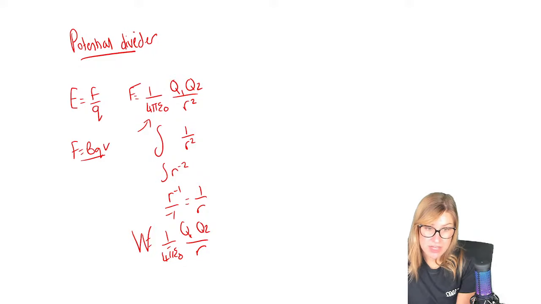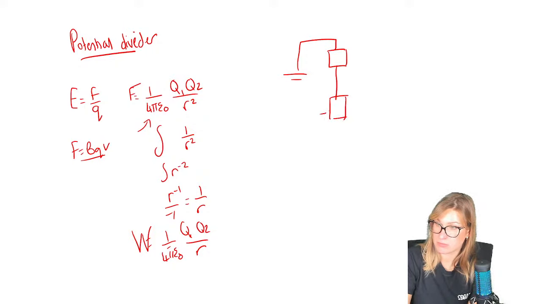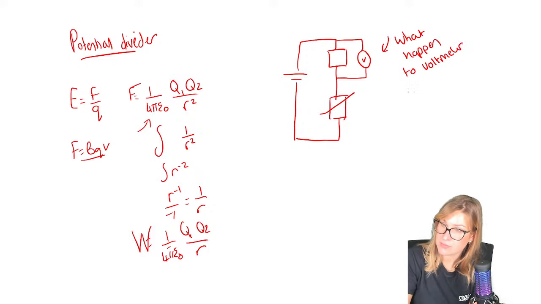How potential dividers affect current, potential difference, and resistance. Okay, I'll pop a question up. So technically this will be a potential divider. What's going to happen to the voltmeter reading as the temperature drops? Give that one a go, and then I'll pop the answer up when I read the other ones.